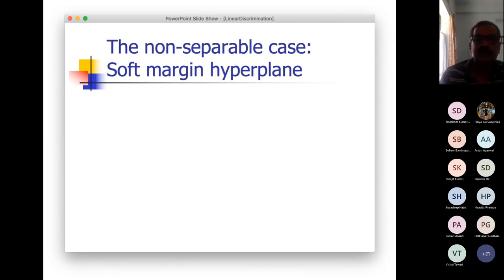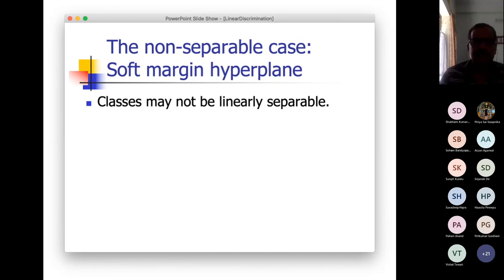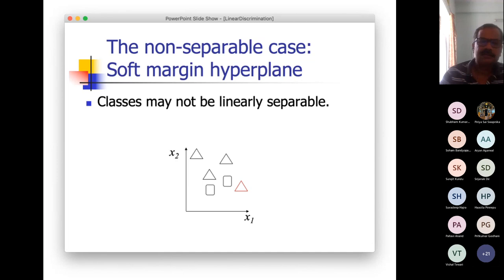Okay, so we will be continuing our discussion on the linear discriminant based classification. And in the last class, we have discussed the problem formulation and the cases for the linear classes, how the linear discriminant function can classify the samples into two classes.